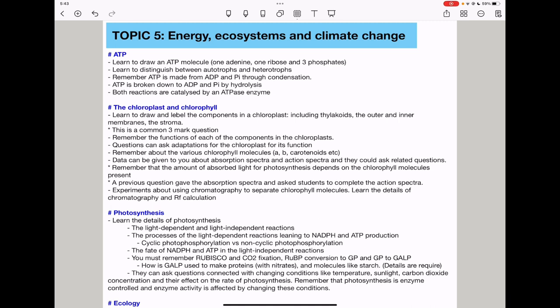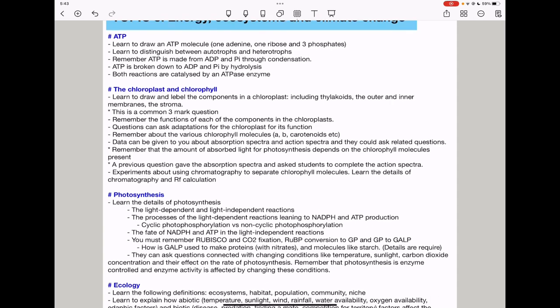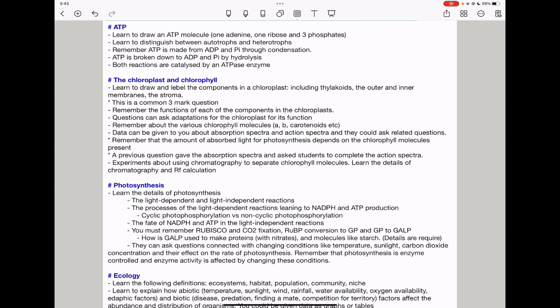This is an enzyme catalyzed reaction, and therefore changing the conditions for a reaction can alter how this reaction proceeds. You need to know that ATP is broken down to ADP and Pi by a hydrolysis reaction. This hydrolysis reaction involves adding water, so both these reversible reactions are catalyzed by ATPase, which is the enzyme for that reaction. Continuing on, you are required to know about the chloroplast as well as chlorophyll.